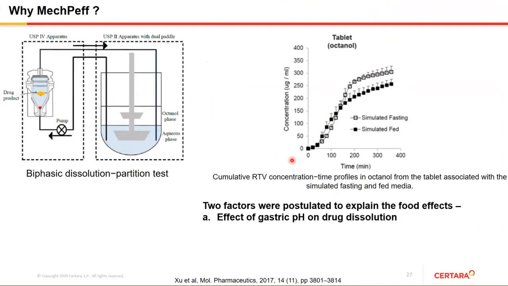But if that is what is happening, you should actually see a higher slope here for the fasted state. So the flux, which is determined by the slope of the curve, the initial flux should be higher for the fasted, whereas you can see in this graph that from 0 to around 110 minutes, they have the same slope. So we believe that that's not the major factor in explaining the food effects. So the gastric dissolution for ritonavir is not that important.